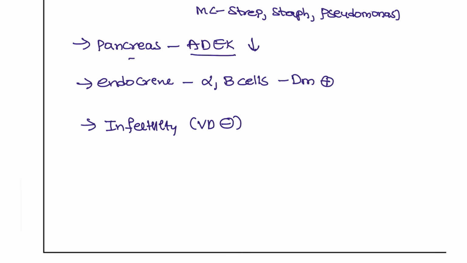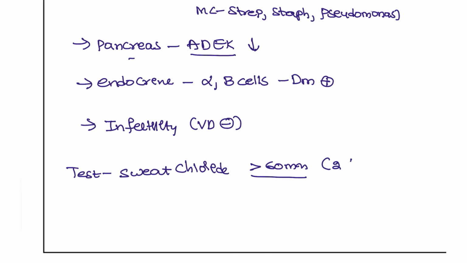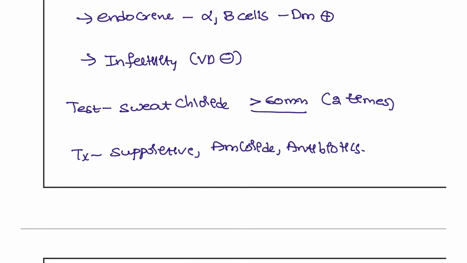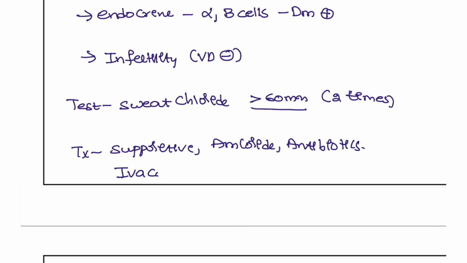Vas deferens is absent. And the test that we can do is the sweat chloride test. At least more than 60 milliequivalents, on two occasions it has to be positive. And the treatment is supportive, and other drugs we can use are antibiotics. But thanks to recent discoveries, we have drugs such as ivacaftor. These are CFTR modulators. These are the best drugs that we can use for this patient.